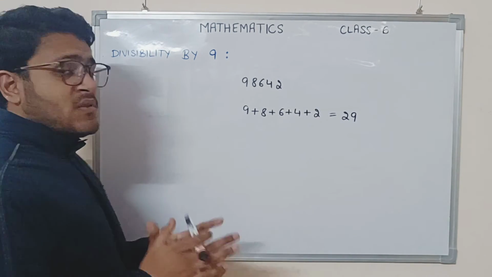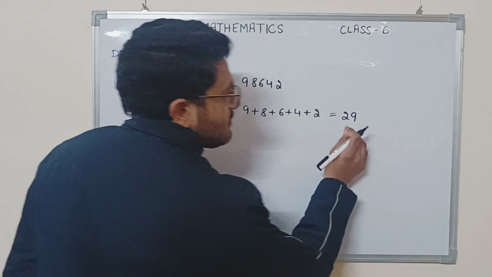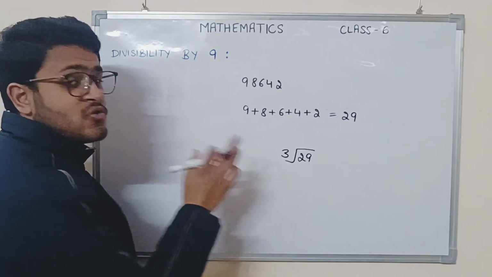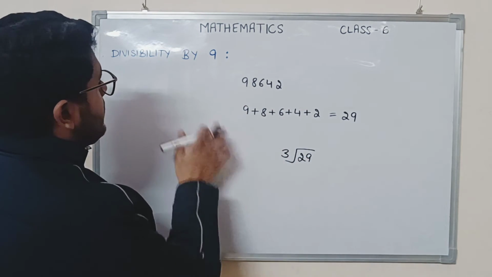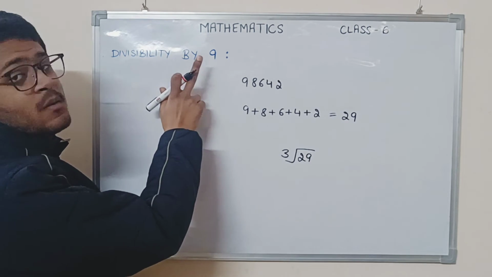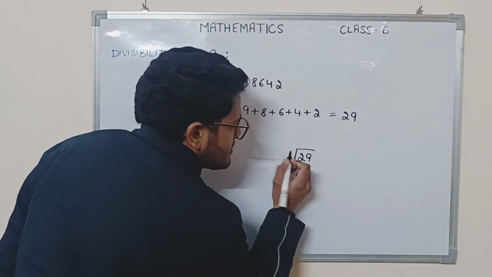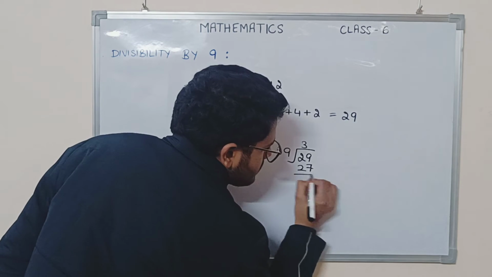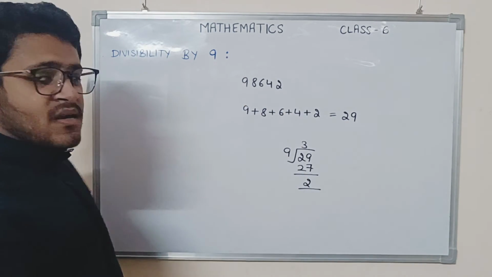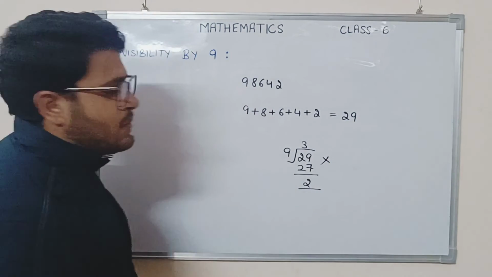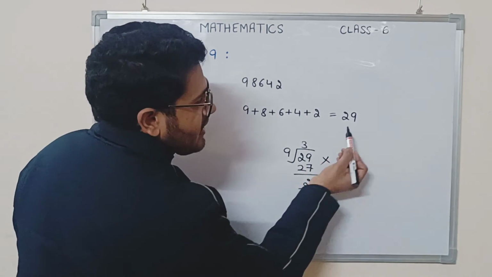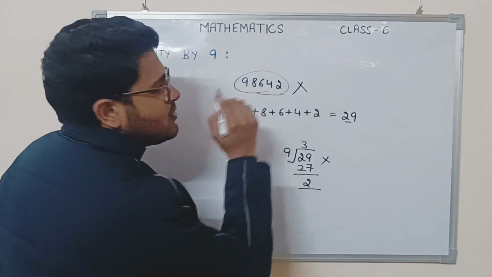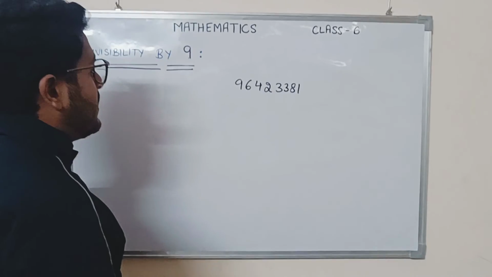Now for the divisibility of 3 we were dividing the sum by 3 to check whether the number is divisible by 3 or not. But in this case we are checking if the number is divisible by 9 or not. We will divide this number by 9. 9 threes are 27. Remainder is 2. So now we have a remainder, which means 29 is not divisible by 9. So if 29 is not divisible by 9, therefore this whole number is also not divisible by 9.